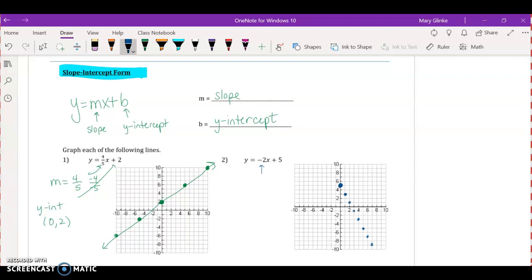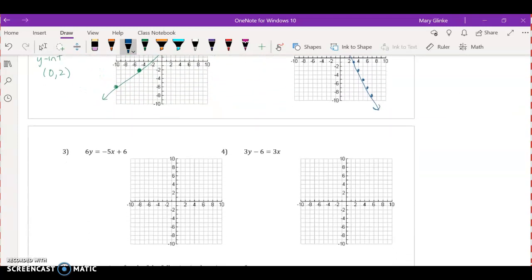But I can also extend it the other direction by going up 2, left 1. And so after I've graphed my points, I just connect my line. So that's the idea of graphing from slope-intercept form.